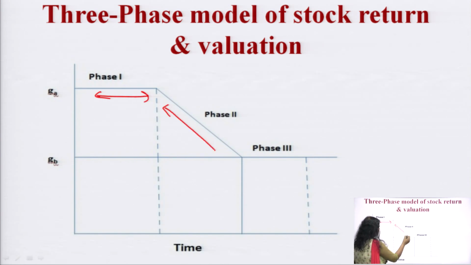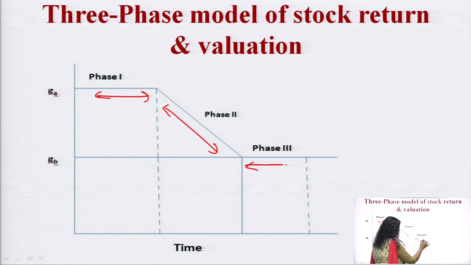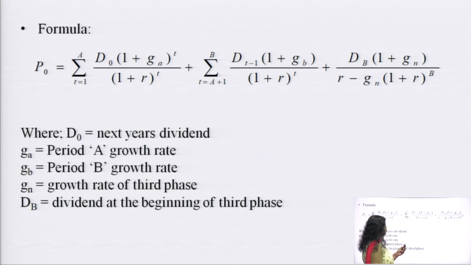Then in the second phase it declines, and this decline is always linear in nature. Then in the third phase it grows again and remains constant for the perpetual existence of the equity investment. So this is the categorization of how the 3-stage growth model works in the market. Now quickly let's go through the model.